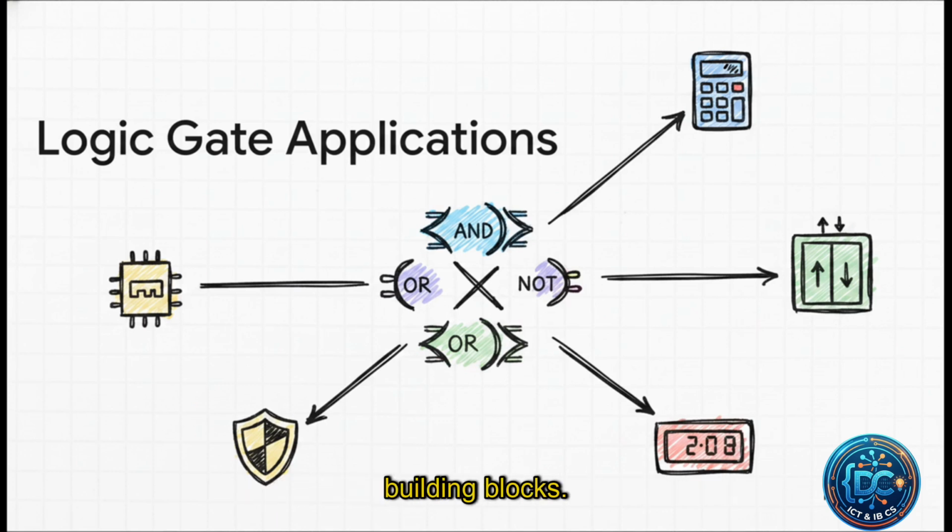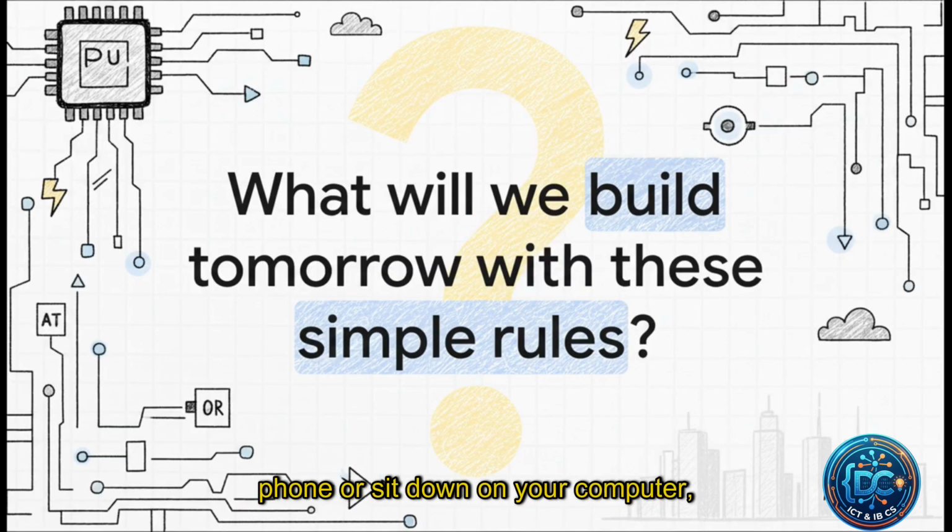little building blocks. So really, the next time you pick up your phone or sit down at your computer, just take a second to remember what's happening under the hood. Billions of tiny little gates opening and closing at insane speeds, processing information based on the simplest logical rules you can imagine. And it kind of makes you wonder, right? If all the mind-blowing complexity of our modern world is built on just three simple ideas, AND, OR, and NOT, what are we going to build with them tomorrow?